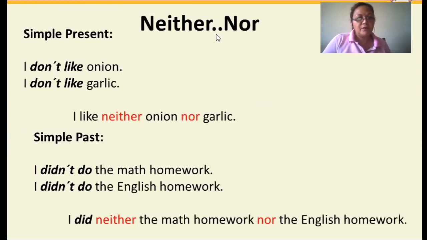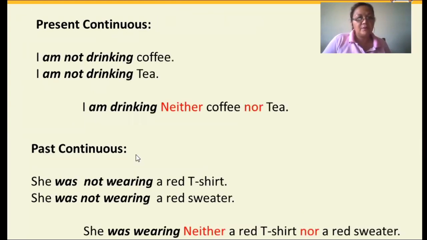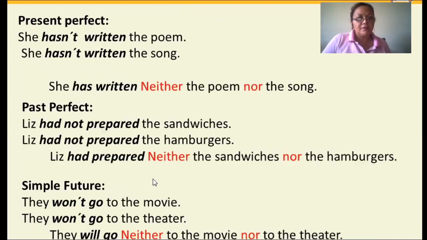Neither nor, remember, if you use neither nor, both sentences are in negative form, but when you join both sentences in only one with neither nor, the verb is in affirmative form, according to every one of the personal pronouns and according to every one of the verbal tenses. Present perfect, past perfect, simple future, you read some more examples.